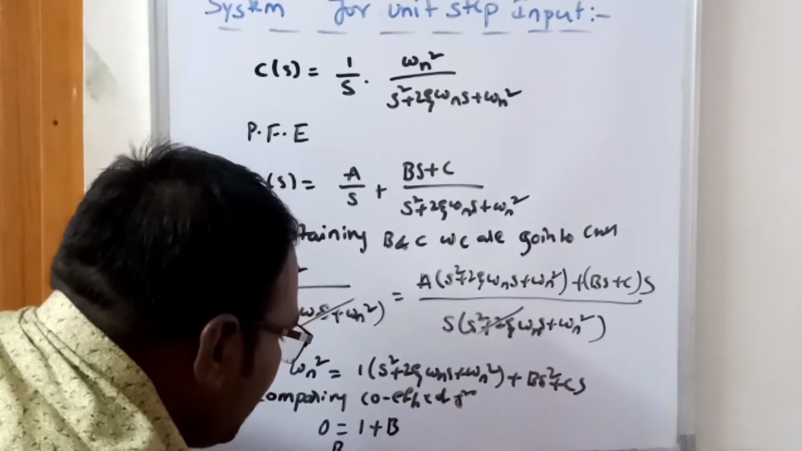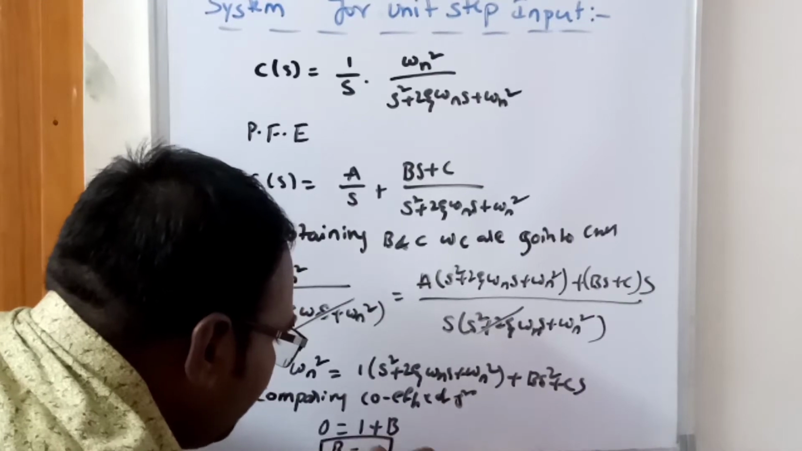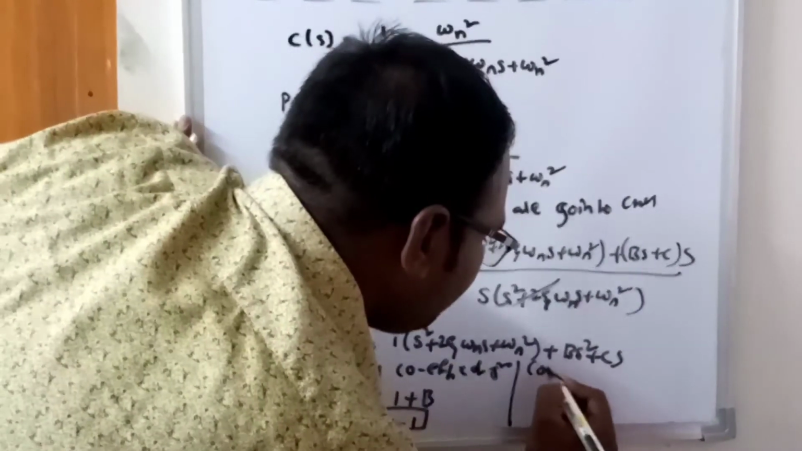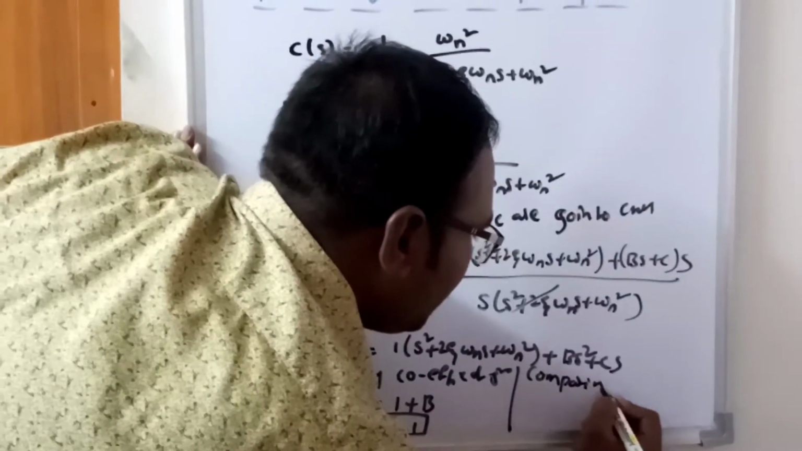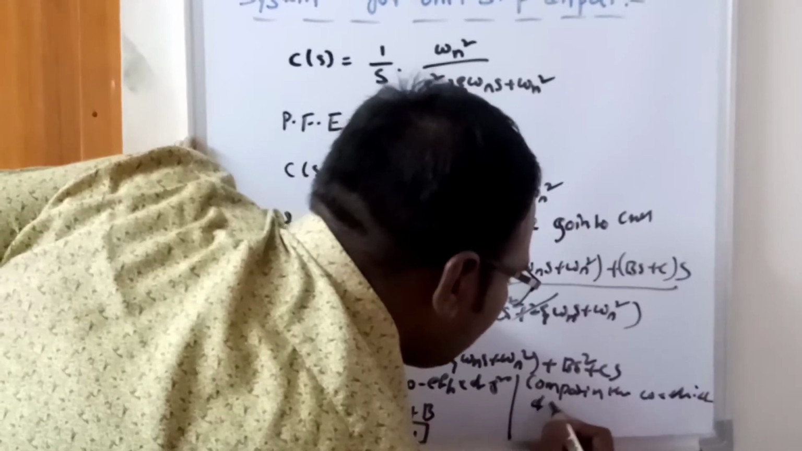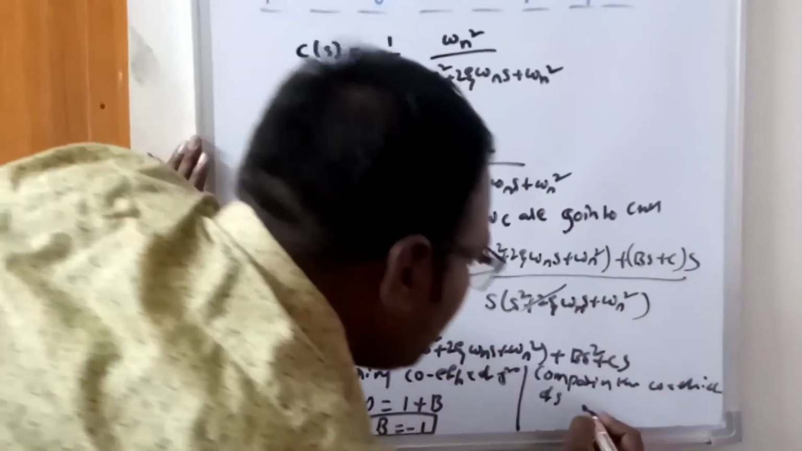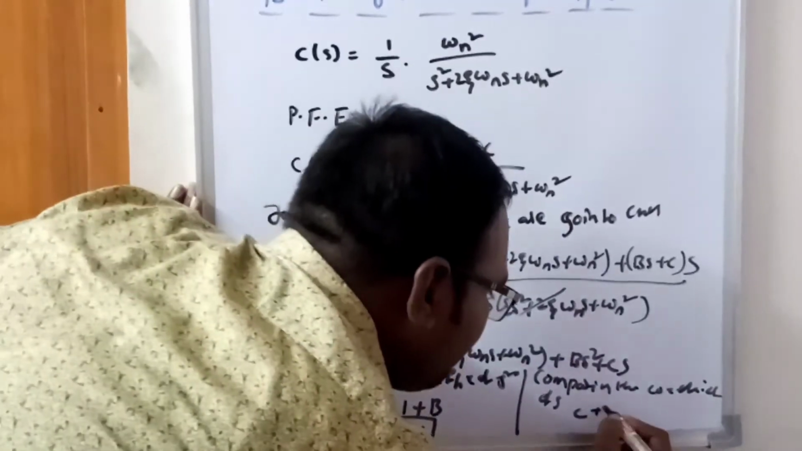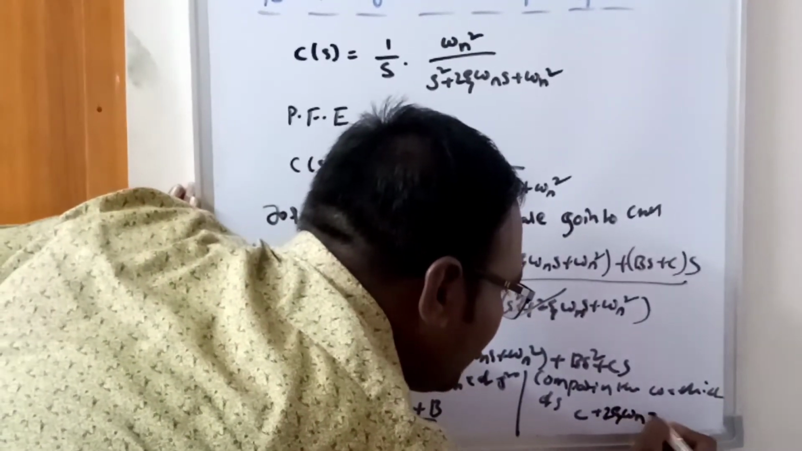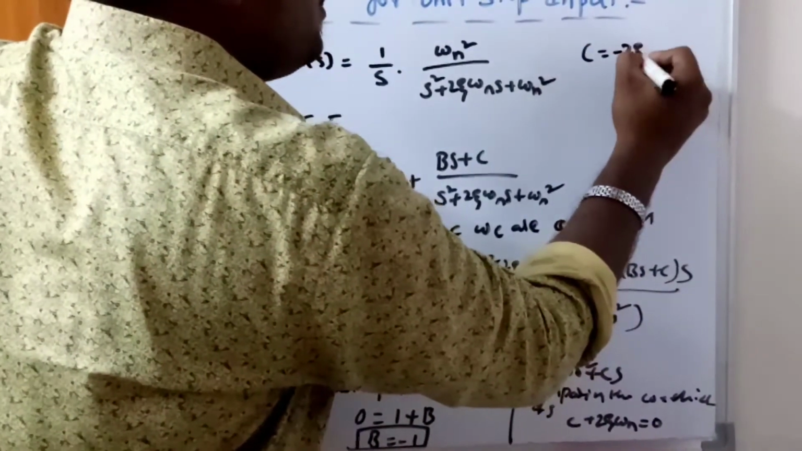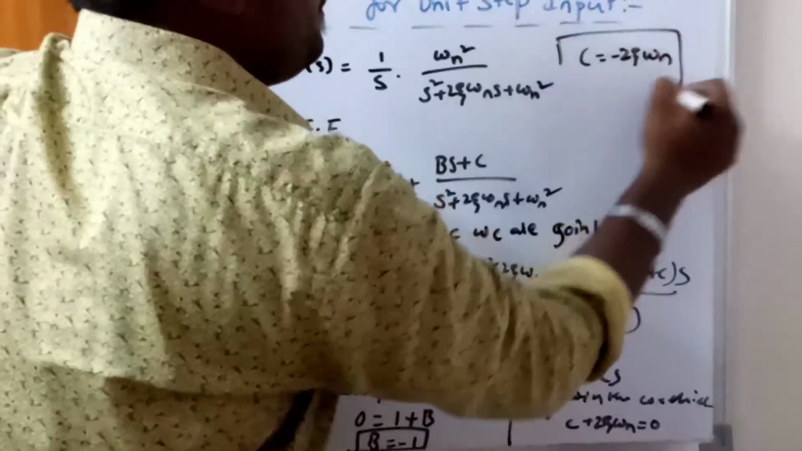So from this, b is equal to minus 1. And by comparing the coefficient of s, here the s coefficient is c, and 2 zeta omega n that is equal to 0. From this we got c is equal to minus 2 zeta omega n.